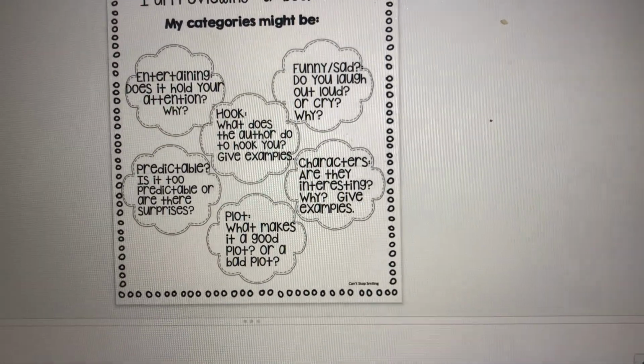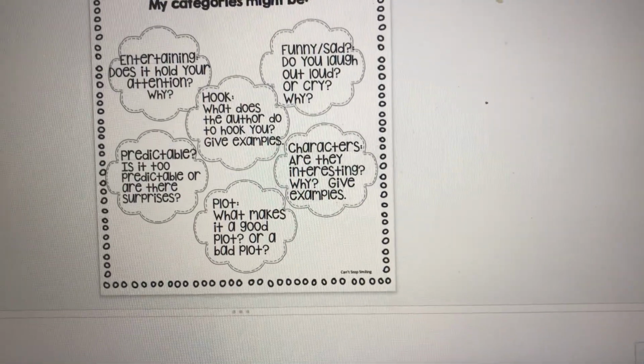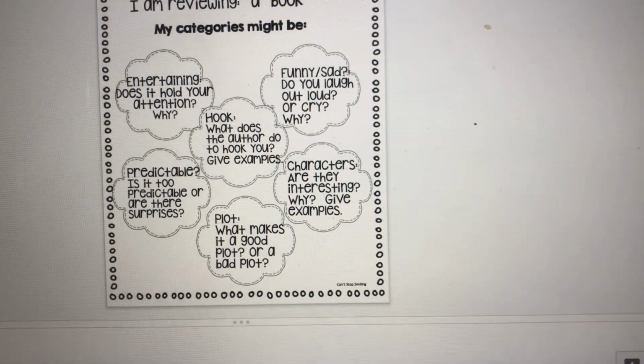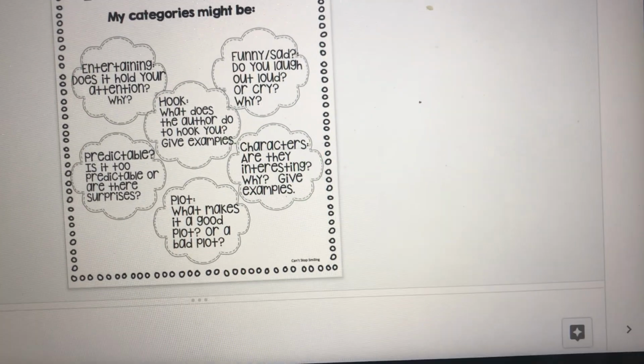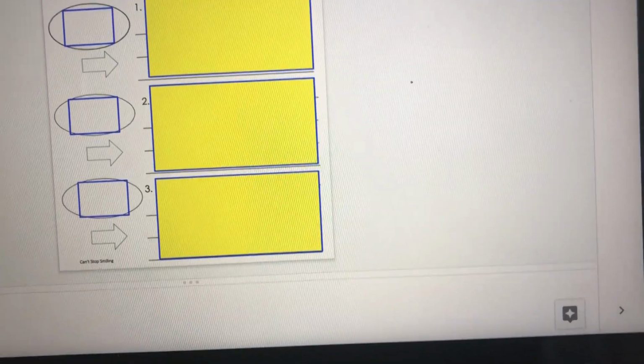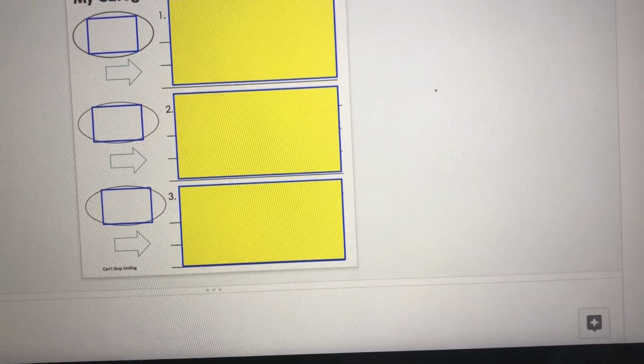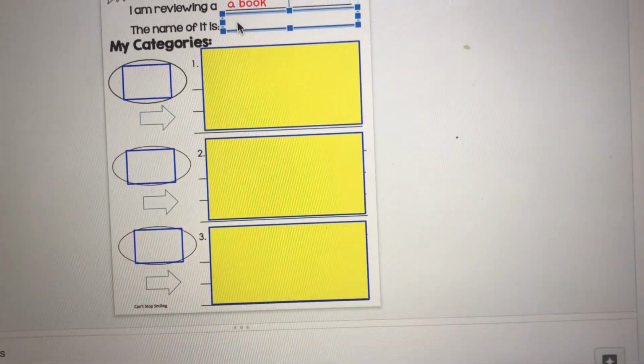You might want to talk about your characters. Are they interesting and why, and give examples? Or what makes it a good plot or a bad plot? So when you do this, you're going to click over to your graphic organizer, and we're going to do the book.